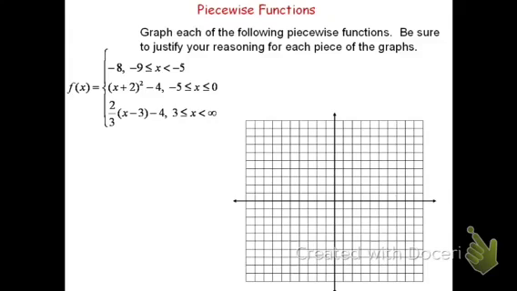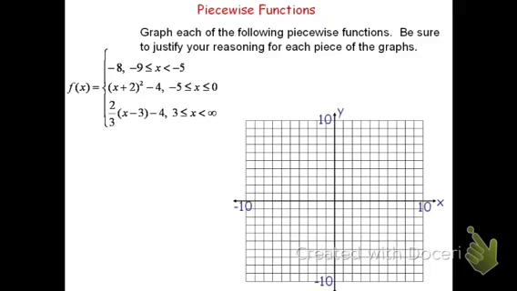All right, the first thing you want to do when you have any problem like this is set your graph up. So we'll do our label and scale. Looking at the first equation, f of x equals -8, it doesn't have an x. This indicates that it's going to be a horizontal line and it's going to pass through where y is -8.